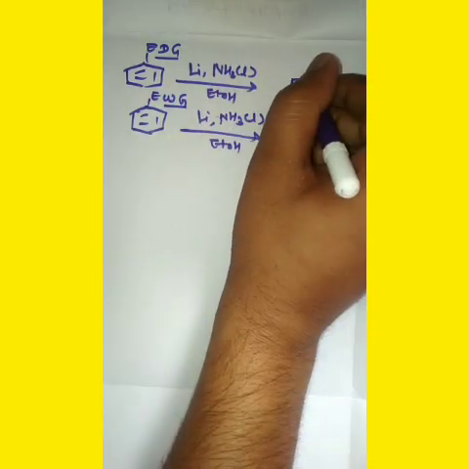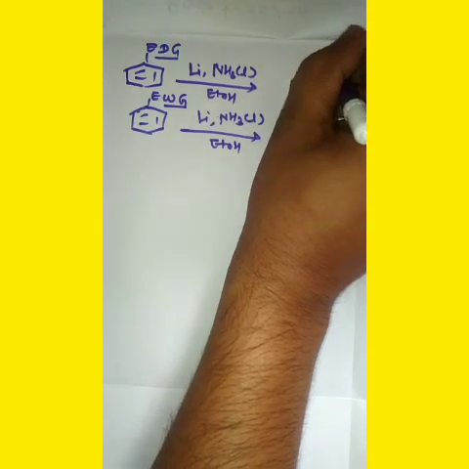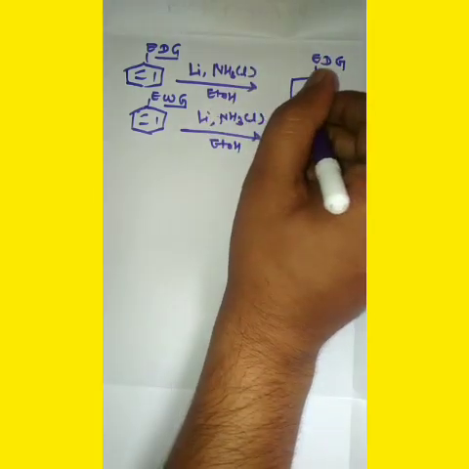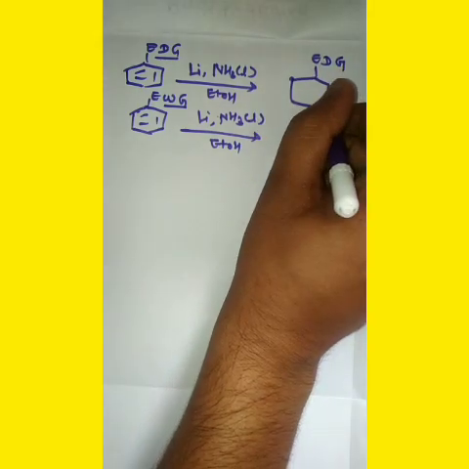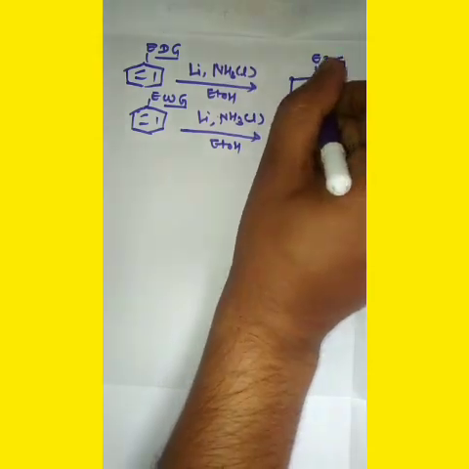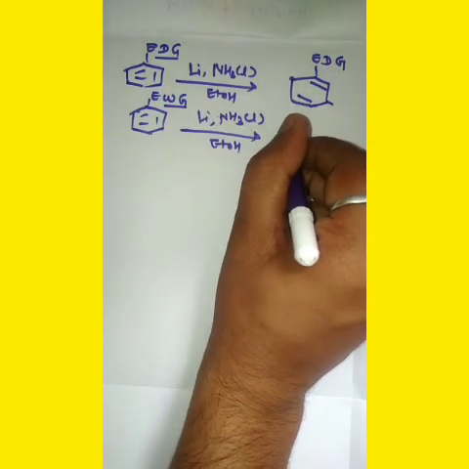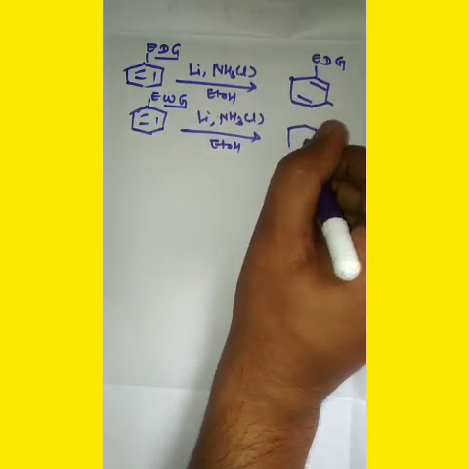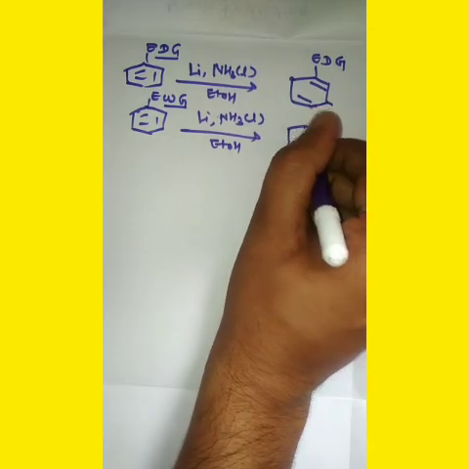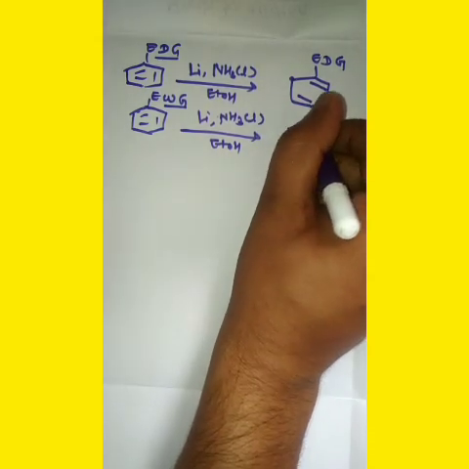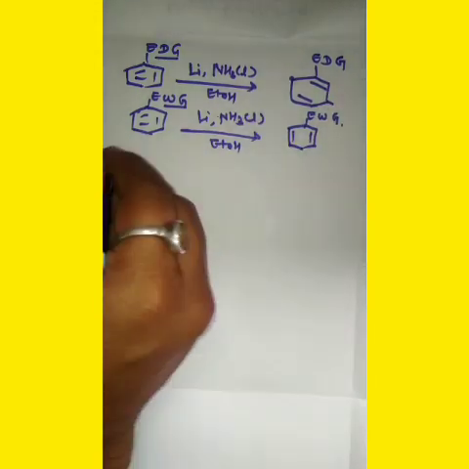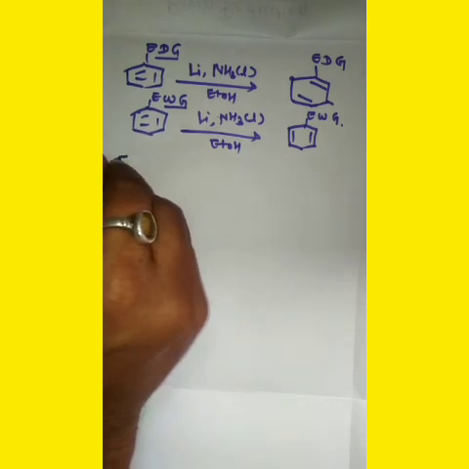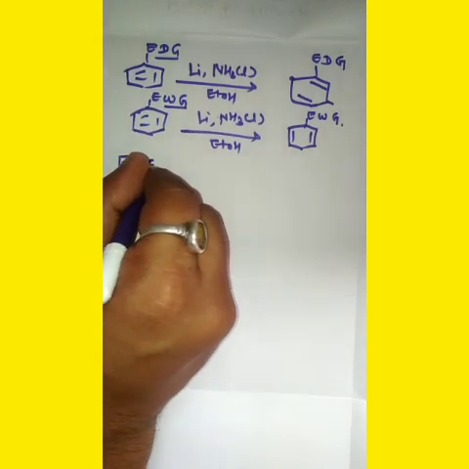For electron donating groups, the Birch reduction goes to the ortho and meta positions, so the double bond is here. And for electron withdrawing groups, it reduces at the ipso and para positions. Now we see the list of electron donating and electron withdrawing groups.